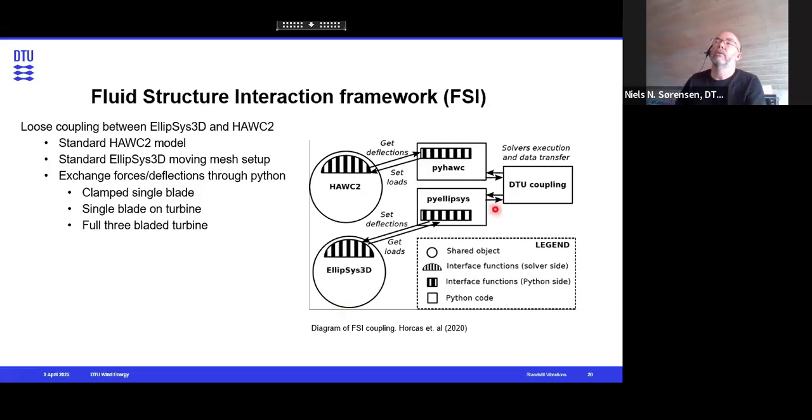So we have a framework where a Python program basically takes care of exchanging loads from the CFD side for deflections, or generalized deflections, from the structural side. That can of course be used to investigate both clamped single blades, where you have just a single blade on your full turbine structure, or the full three-bladed setup.